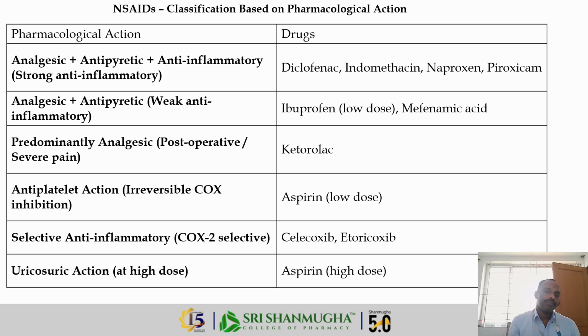and then predominantly analgesics, which are known for treatment of post-operative as well as severe pain, ketorolac, and then antiplatelet action with the mechanism of irreversible COX inhibition, that is aspirin at low doses. And next we have the selective anti-inflammatory COX-2 selective drugs, nothing but celecoxib, etoricoxib, and we have the uricosuric action, that is the aspirin.